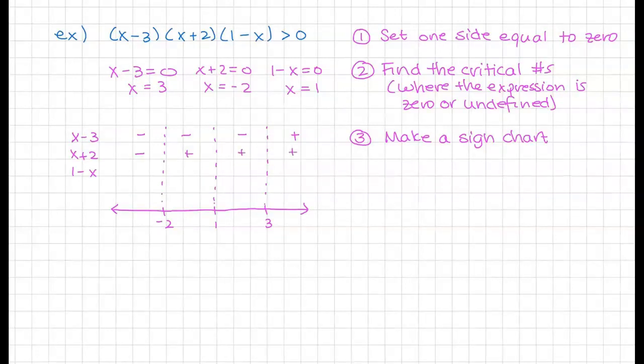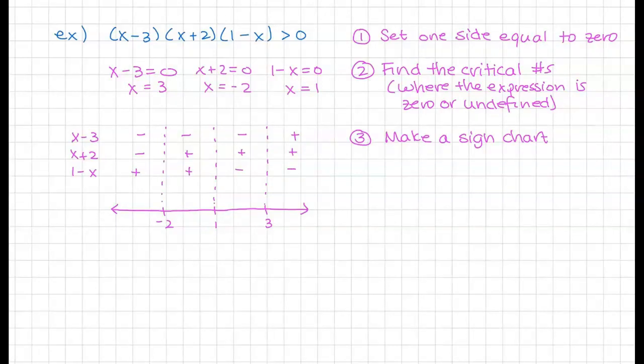And then the last one, 1 minus x, this is also a line, but this time it's got a negative slope. So it's going to go downhill, and it's going to cross the x-axis at 1, so it's going to start off positive and then go negative.